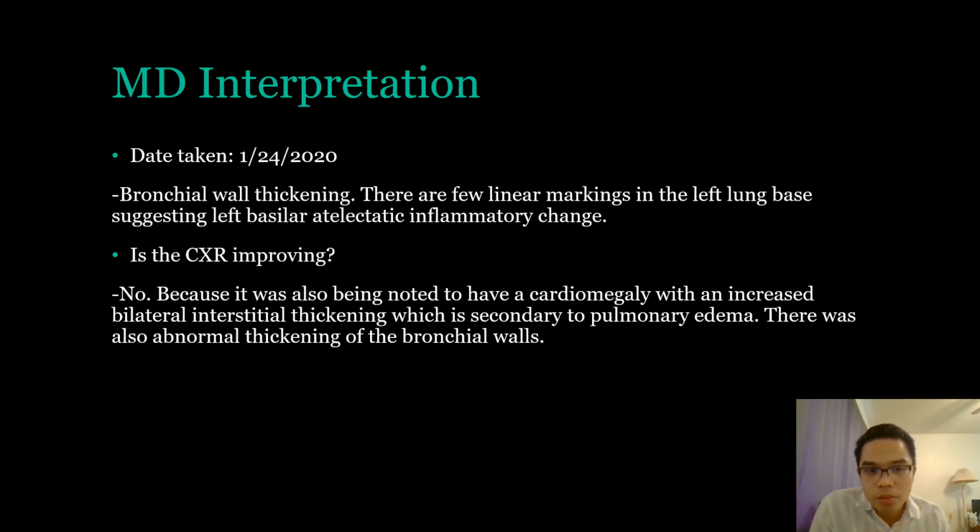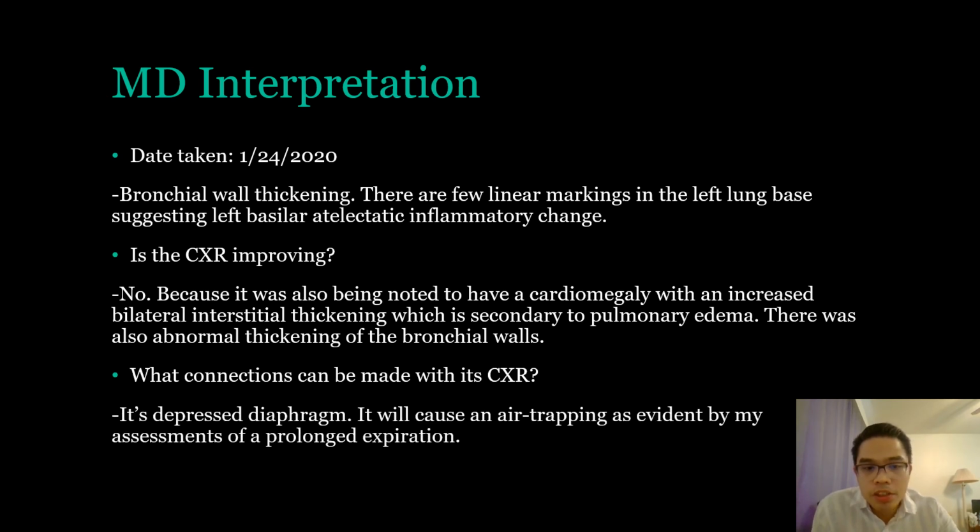There was also an abnormal thickening of the bronchial walls, as I previously mentioned, with an increase in interstitial markings, and they also have a depressed diaphragm. What connections can be made with this chest X-ray? As I mentioned, it's the depressed diaphragm, because it will cause air trapping, as evident by my assessments during the breath sounds, as the patient has a prolonged exhalation time.